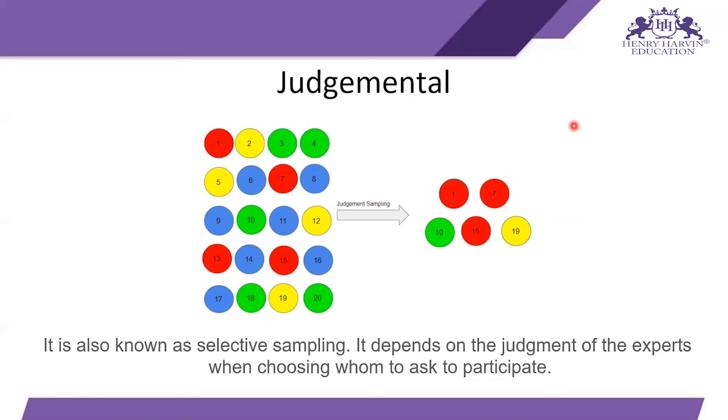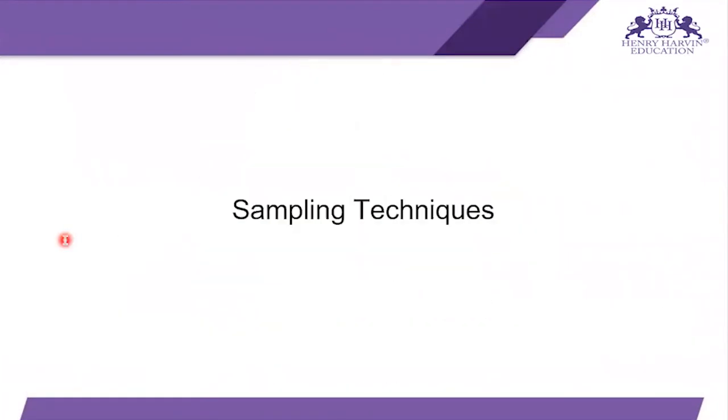According to judgment, they select some selective data points from the whole data set. So this is all about judgmental sampling, where they select some data from the whole data set according to their criteria. So that's all for judgmental sampling, and that's all for today's session.